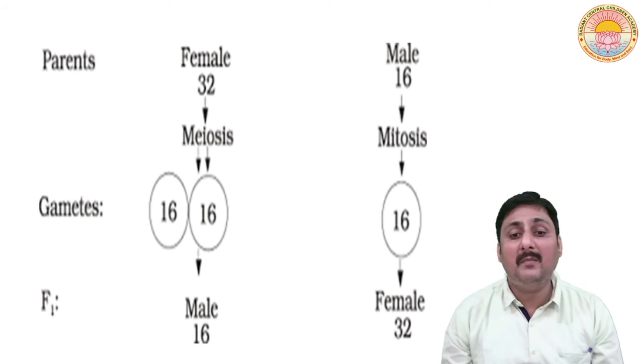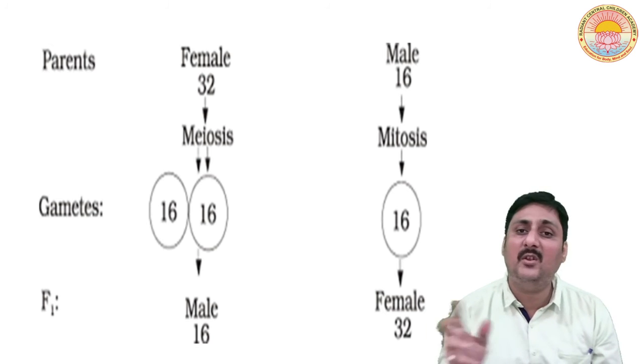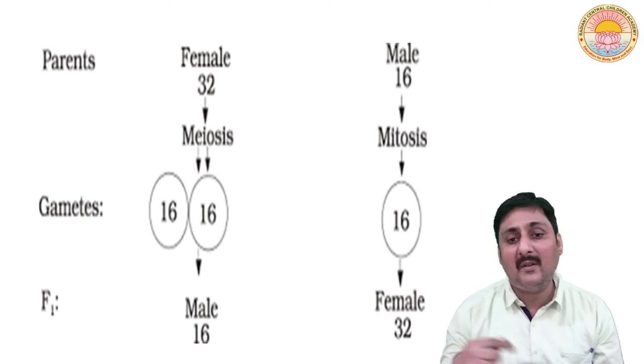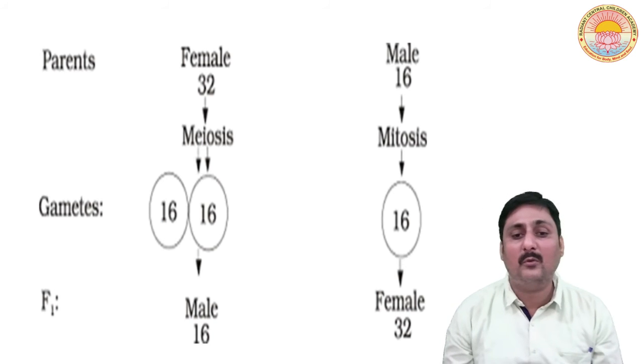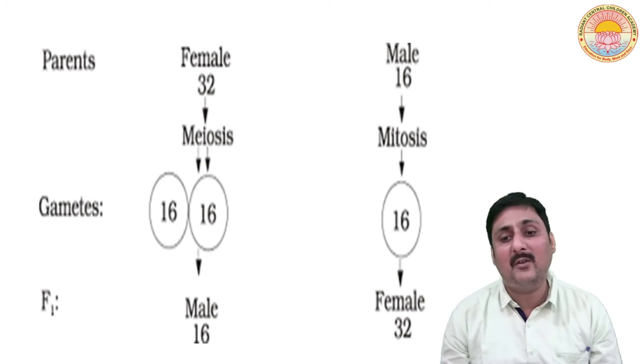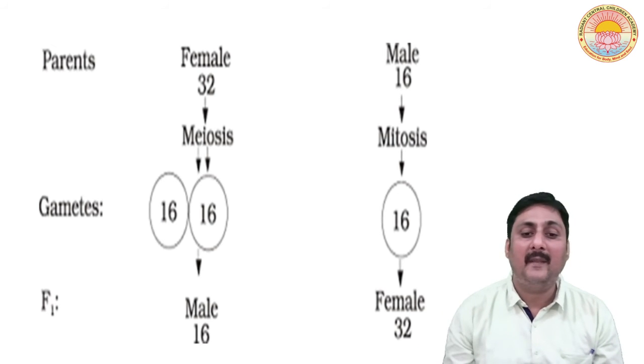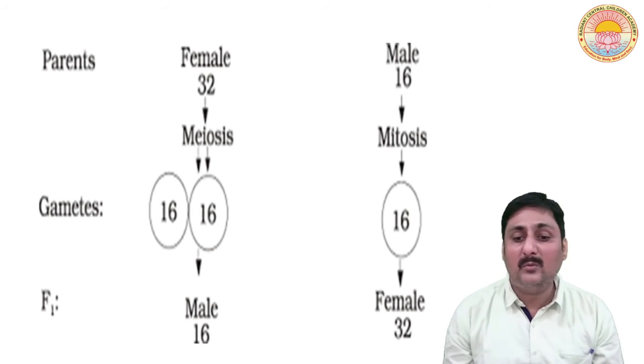यहाँ देखिए फीमेल में टोटल नंबर ऑफ क्रोमोसोम 32 होता है, मेल में 32 नहीं होता, 16 होता है. तो फीमेल में गैमेटोजेनेसिस के समय मियोसिस होता है और टोटल नंबर ऑफ क्रोमोसोम 32 से 16 हो जाता है. लेकिन मेल के केस में गैमेटोजेनेसिस में मियोसिस नहीं होता, माइटोसिस होता है और टोटल नंबर ऑफ क्रोमोसोम 16 का 16 ही रहता है.